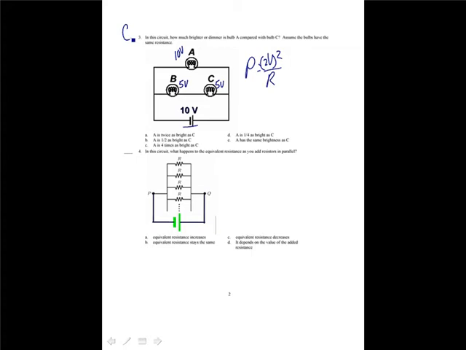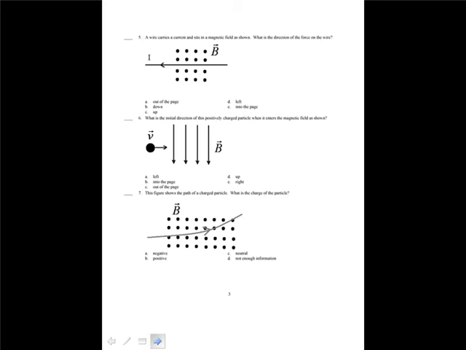In this circuit, what happens to the equivalent resistance as you add resistors in parallel? The equivalent resistance decreases when you add resistors in parallel. A wire carries a current, sits in a magnetic field as shown. What is the direction of the force on the wire?